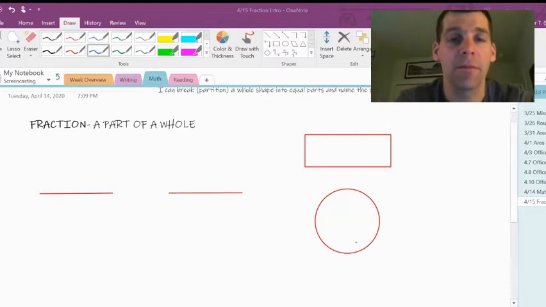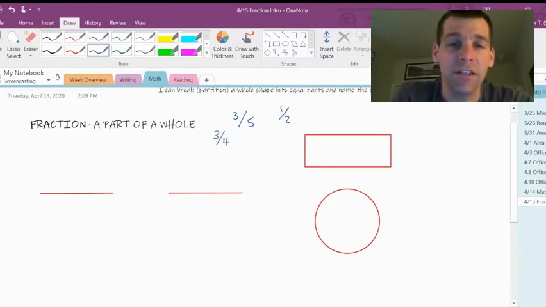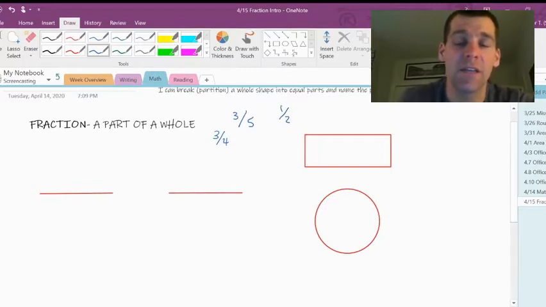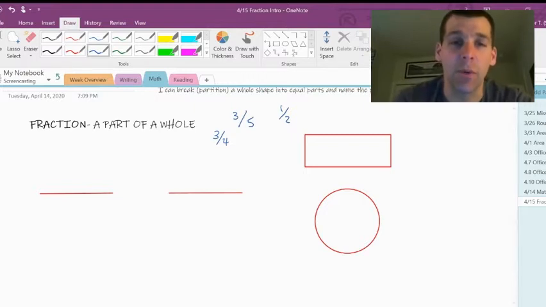Fractions are numbers that you've seen that look something like this, where you have 3 out of 5, or maybe you have 1 over 2, or 3 over 4. These are parts of a whole. Let's get into what that means, what the number on the top means, what the number on the bottom means, and how you can use that to divide up shapes as we go forward.